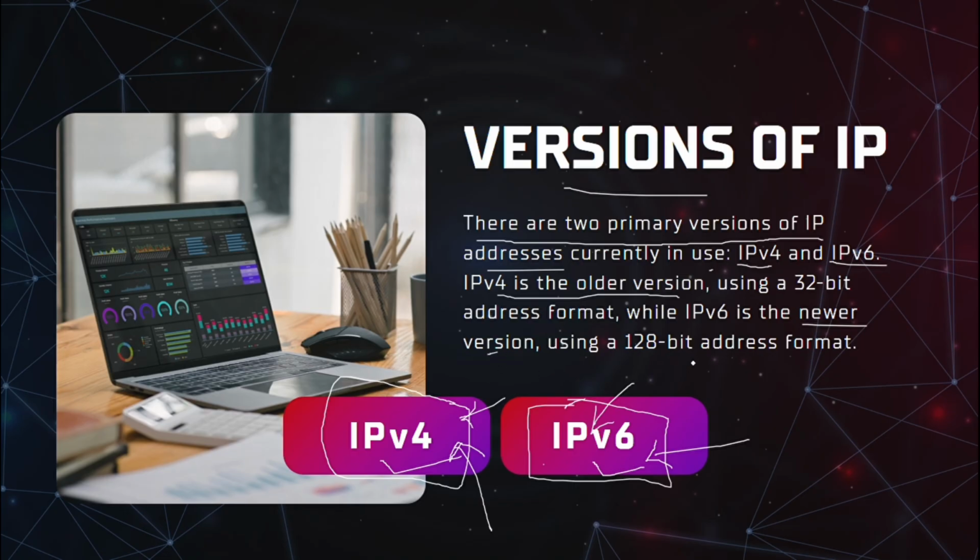And also, the main important point is that IPv4, internet protocol version 4, contains 32 bits of data, and IPv6 contains a 128-bit address. IPv6 is about 128 bits, and version 4 is about 32 bits.